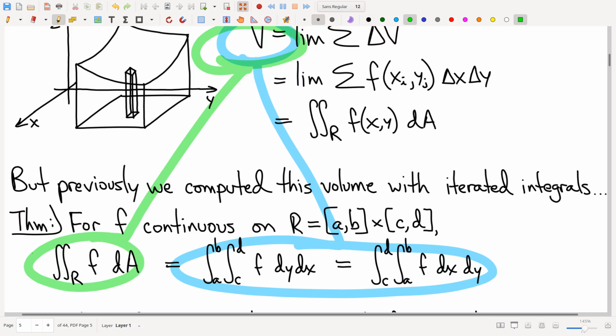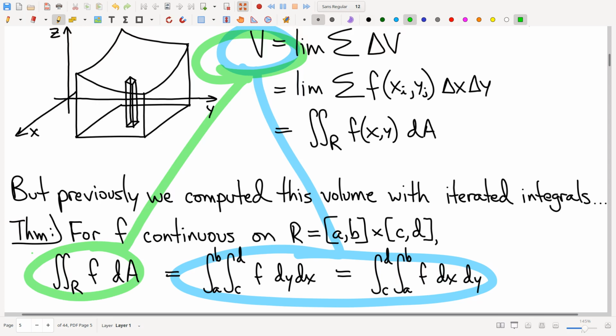So in fact, the big takeaway of this example up here: don't think of it as establishing that we can compute volume with a new formula. It's not really the point. That wasn't my motivation in doing this example. My motivation was to point out that it shows that I can compute double integrals with iterated integrals. And now we're cooking.